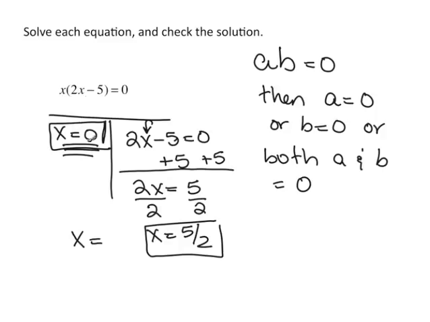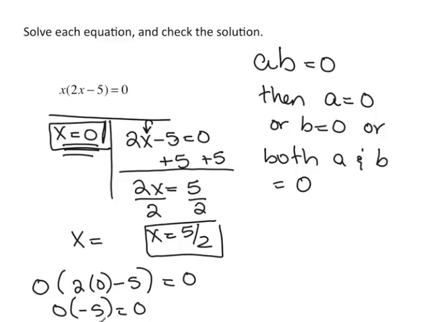If we were to plug in these numbers here, you can see that the answer is going to be equal to 0. So for example, on the first one, if we have x is equal to 0, so 0 times 2 times 0 minus 5 is equal to 0. So here we have 0 times a negative 5, that's equal to 0.